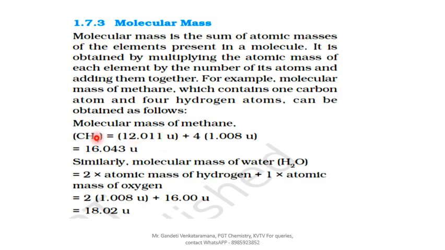So carbon 12 plus, how many hydrogens are present? 4. What is the atomic mass of one hydrogen? 1. So we have 4 hydrogens, 4 into 1 equals 4 unified mass. So one carbon atomic mass 12 plus 4 hydrogens, 4 into 1 is 4, total 12 plus 4 equals 16 unified mass. This is the molecular mass, or mass, of CH4.